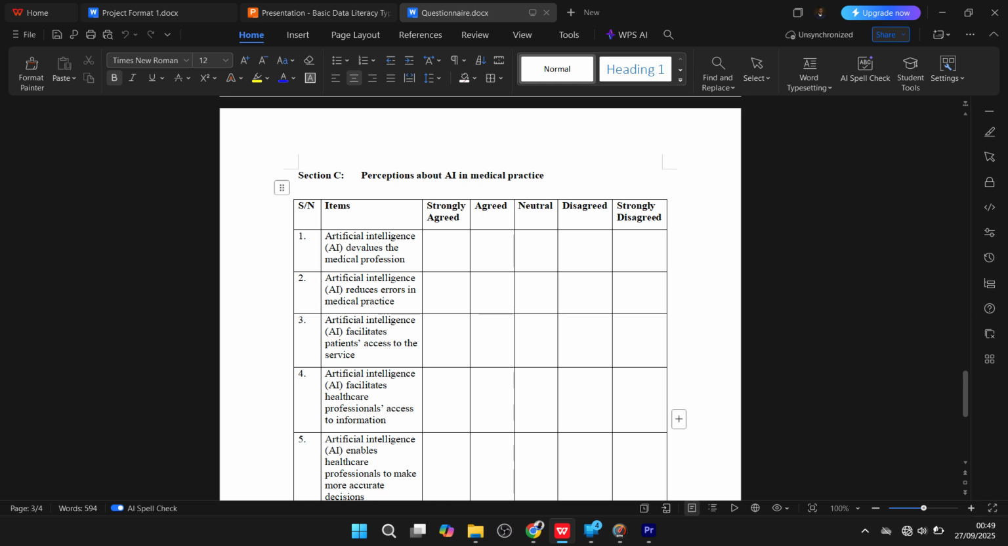So this one says artificial intelligence devalues the medical profession. Depending on the context of what you want to bring out, let's say I don't want to agree with that, but this person has written strongly agree. If we go by this order, this is 1, 2, 3, 4, 5, and 5 is a higher number. If the person says they strongly agree, do I want to score this as 1 and this as 5? Or do I want to score this as 5 and this as 1?